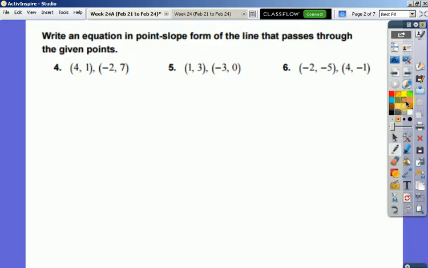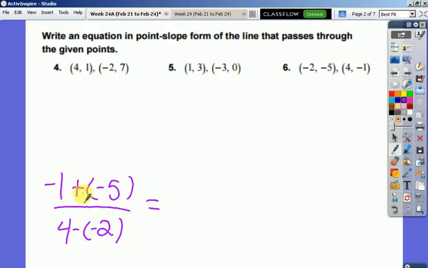Alright. So, what is the slope of number 6? Negative 1. 2/3. So negative 1 minus negative 5 over what? Positive 4 minus negative 6. Yep. Which will give you 4 over 6, which is 2/3. Thank you. And now plug it in the form.